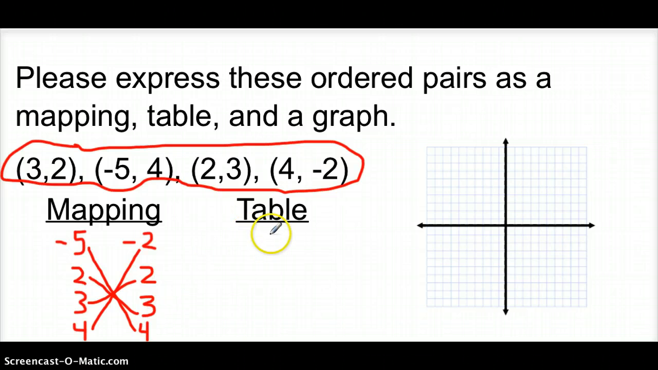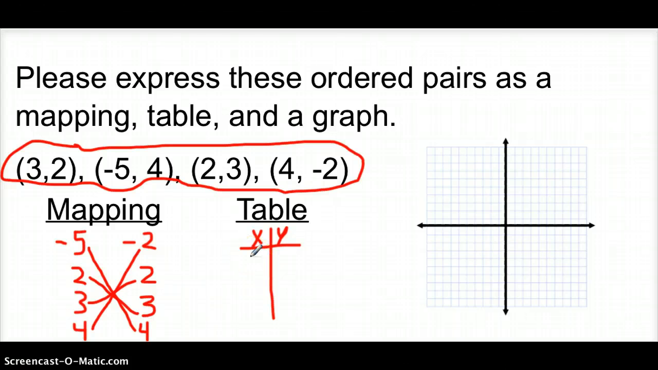Okay, then a table. A table is going to be pretty straightforward. We're just going to have a little XY chart or XY table. These will be the values of X, or the domain. These will be the values of Y, or the range, and we just list them as we see them. And remember to keep the corresponding pairs together.